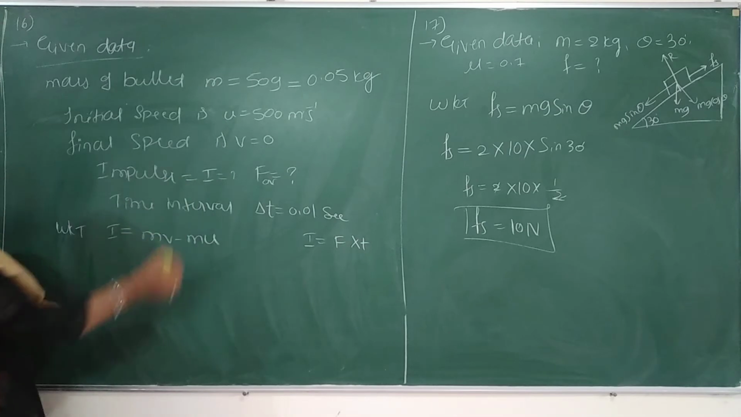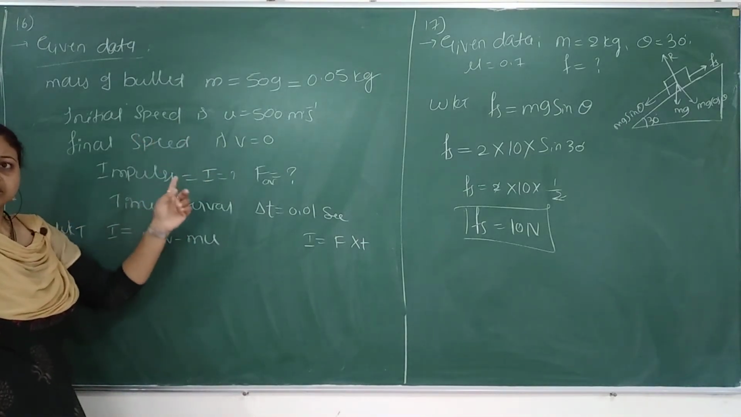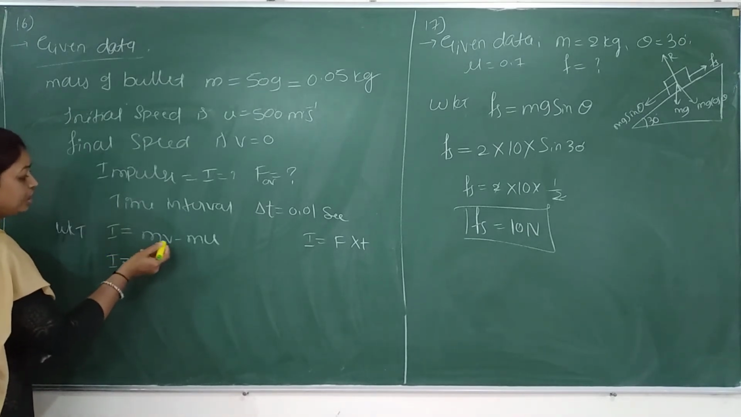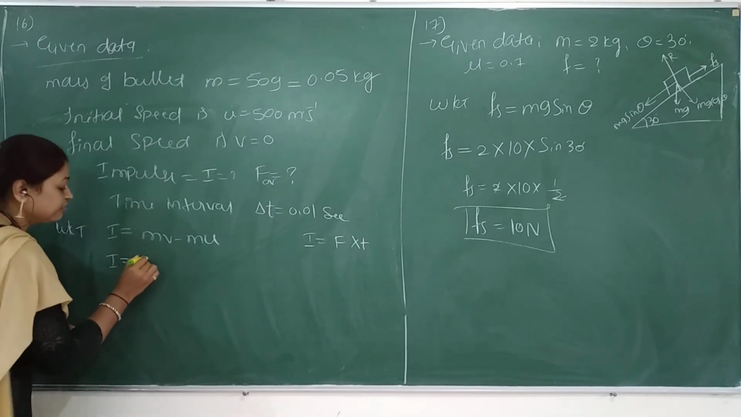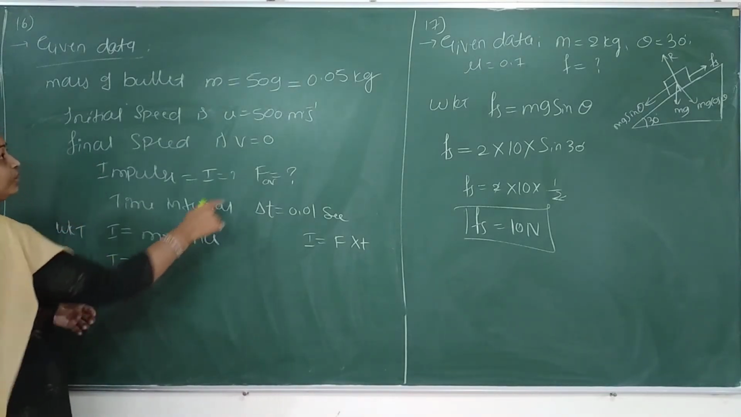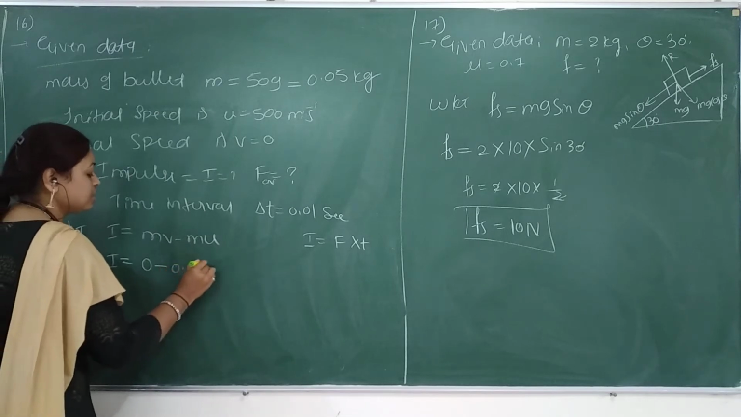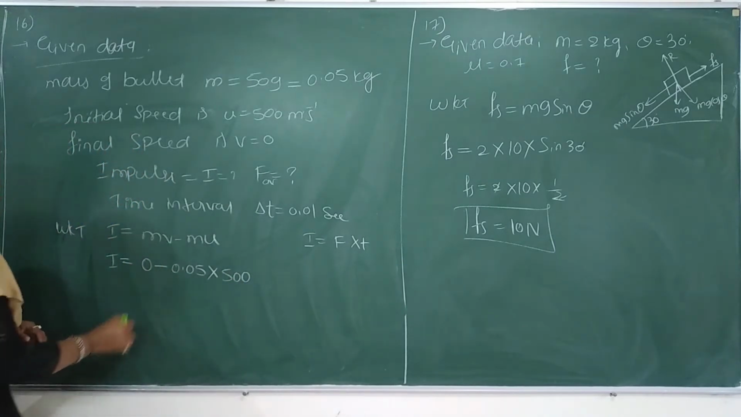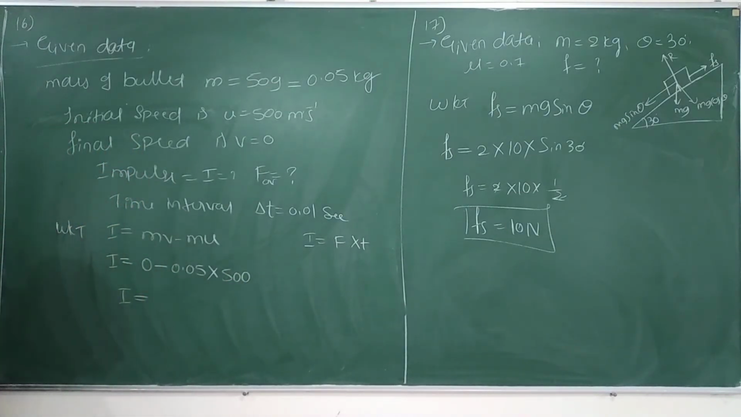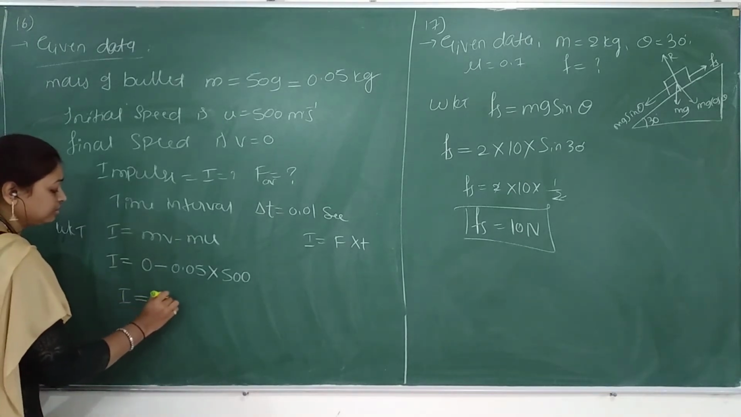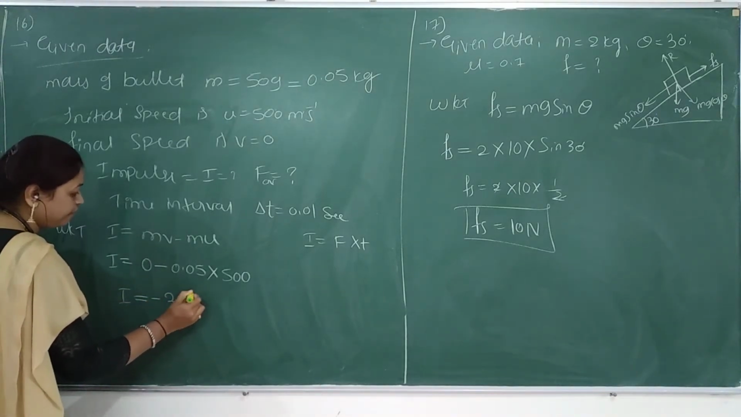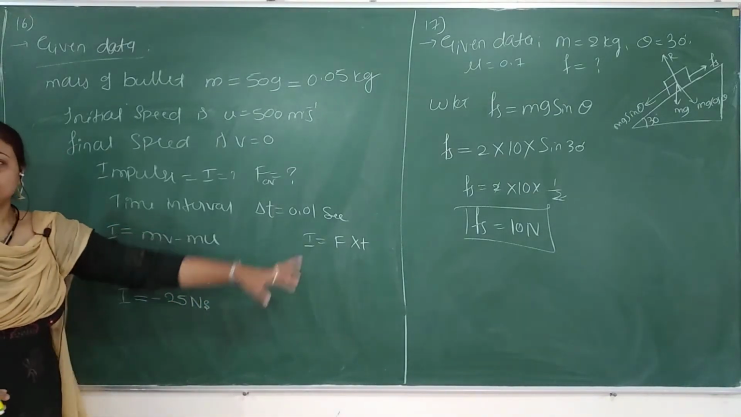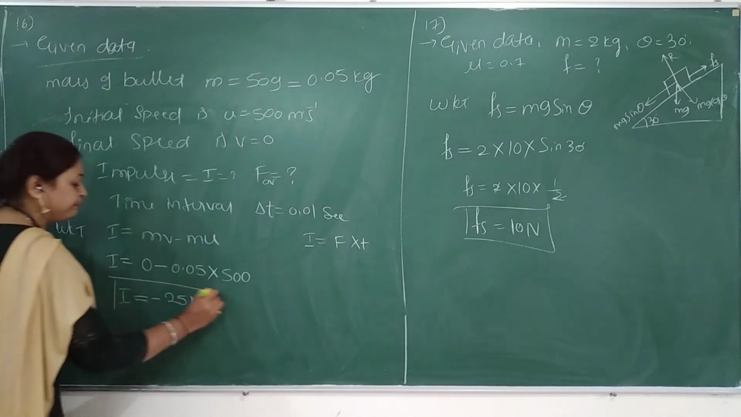Based on the given data, initial and final velocity are given, and mass is given, that's why we take this formula, that is change in momentum. Here, I is equal to, final velocity v is 0, so the first term is 0, minus m, which is 0.05, times initial velocity 500. Then impulse is 0.05 times 500, how much did you get? 25 Newton second. Impulse, force is Newton, time is second. So this is the impulse.